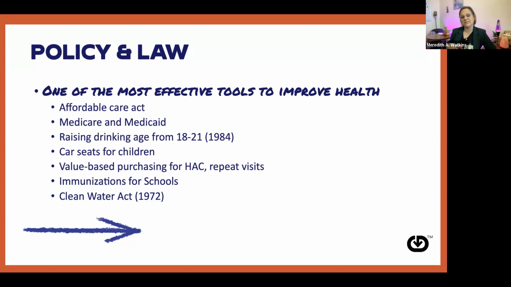Same thing goes for repeat visits. Hospitals want to make sure that patients go home from the hospital and stay home, because if patients revisit the hospital and have to be readmitted within 30 days, the hospital gets no payment for that readmission. So it really puts the onus on the hospital to ensure that patients have the resources and the education that they need to stay healthy once they get healthy and leave the hospital. Other policies and laws include things like immunizations for schools and the Clean Water Act of 1972. There are so many more healthcare laws and policies we could talk about, but here's a few just for today.